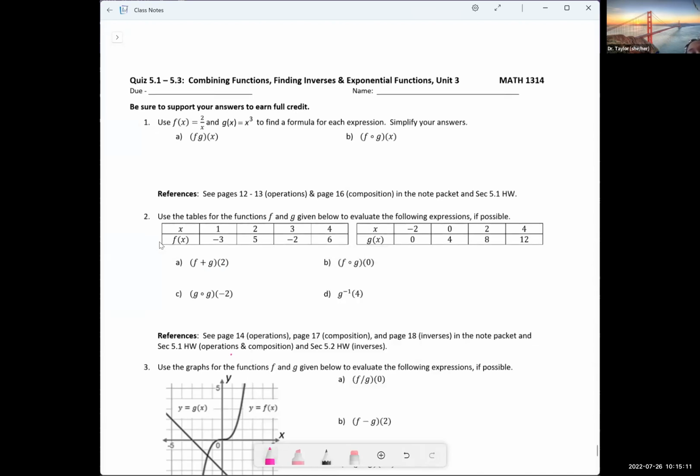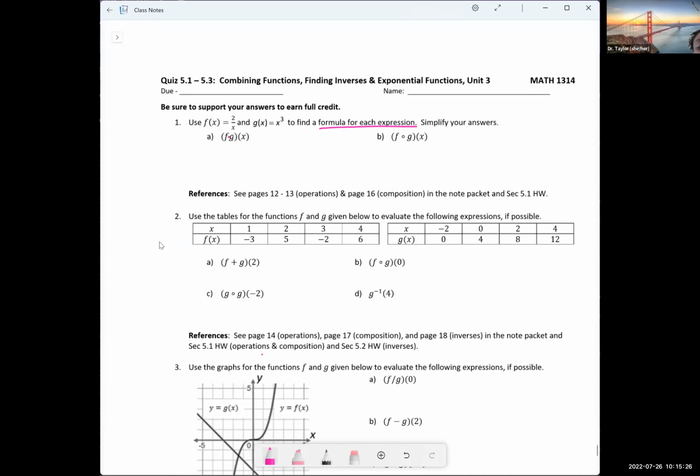Use f of x equals 2 over x and g of x equals x cubed to find the formula for each expression. We want to find f g of x. So that means multiplication. So f of x times g of x is what we're going to be doing. So this is 2 over x times x cubed over 1. That becomes 2x cubed over x.